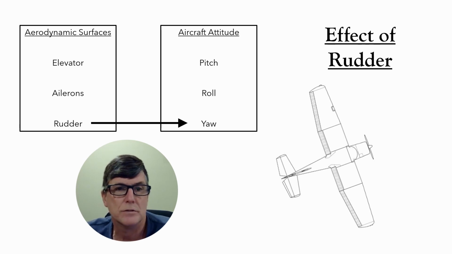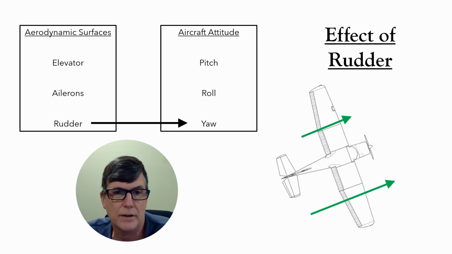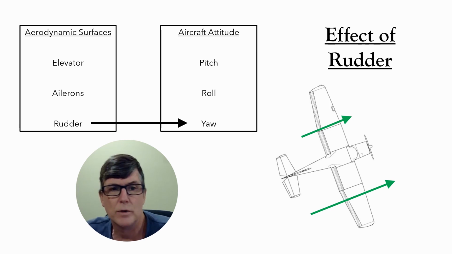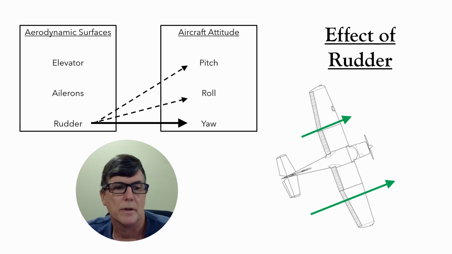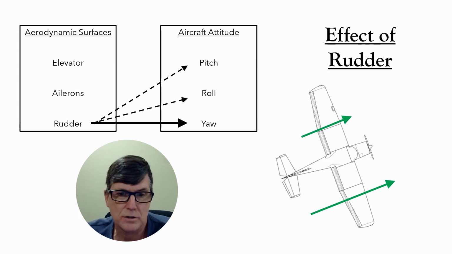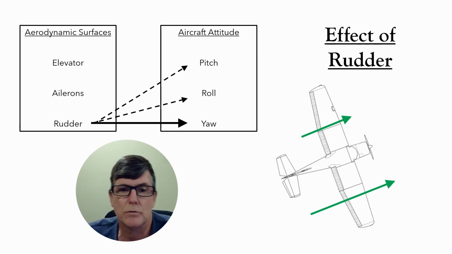As the airplane yaws, one wing will be moving faster than the other wing. This causes a secondary effect because as one wing moves faster, that wing will have more lift. That creates a rolling moment. Also, gyroscopic precession works in response to rudder deflection also and causes a pitch change.